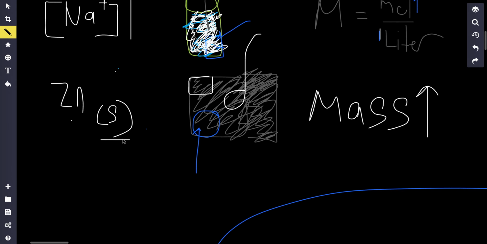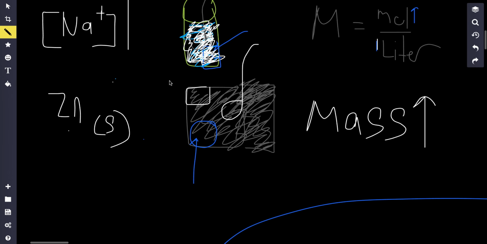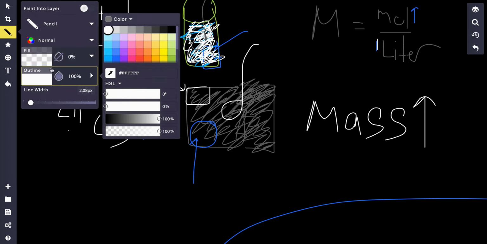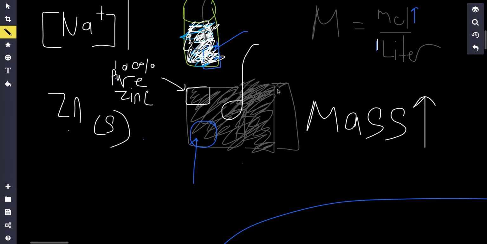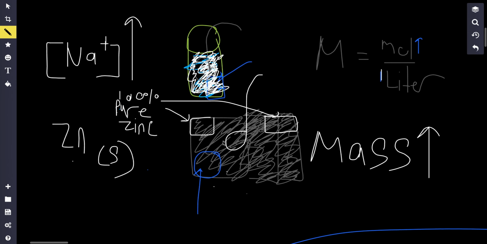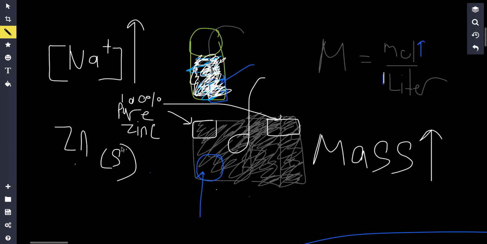However, let's say I'm dealing with a pure 100% zinc metal. If I take a chunk out of this zinc metal, I'm going to get 100% pure zinc. Now, let's say I add more zinc to this mix. If I take a scoop out of this zinc chunk, it's still going to be 100% pure zinc. So you kind of get what I'm saying? When you increase the amount of solid that you have, you're only increasing the mass of the solid. You're not actually increasing the concentration of the solid.